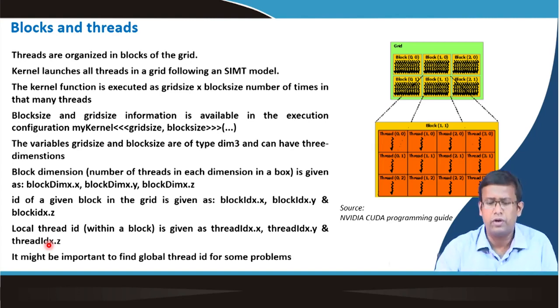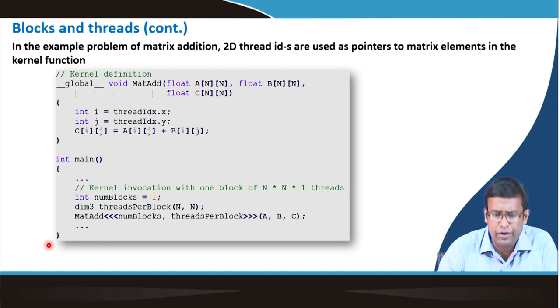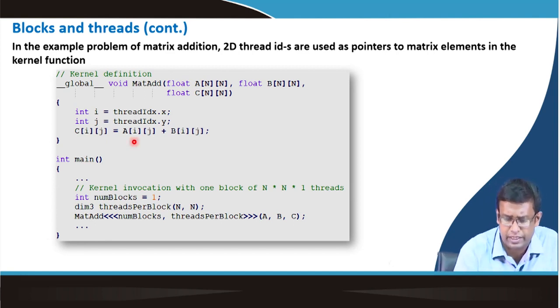It may be important to find the global ID of the thread for some problems. If we look into a matrix addition problem, we'll see when this global ID can be important. What we are doing here is adding two matrices. When we have launched the kernel, the total number of blocks inside the grid is 1, grid size is 1. So there is only one block. Inside one block there are n into n threads, n in x direction, n in y direction.